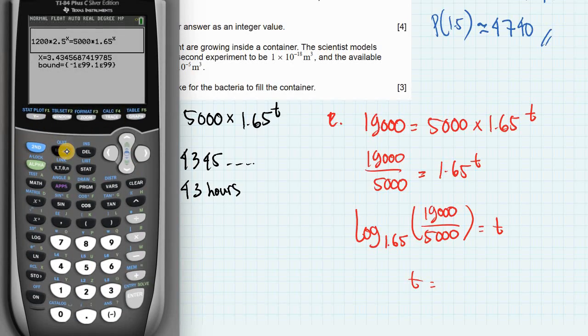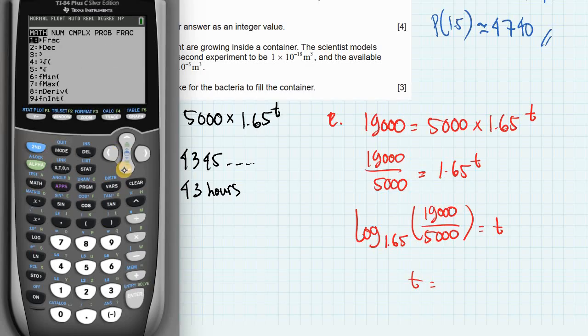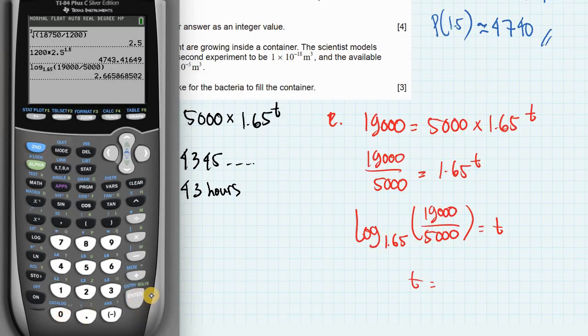Okay, go to math, then go to log base. Where is our log base? There you go. Log base. The base is 1.65. This one is 19,000 divided by 5,000. You can just do 19 divided by 5, because the 0 will cancel out, but that's okay. We have 2.6658.